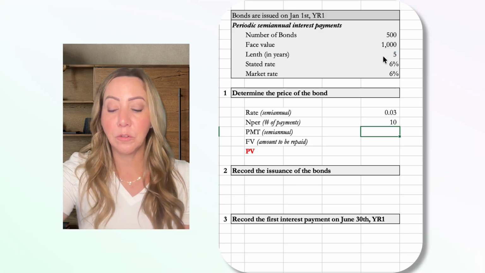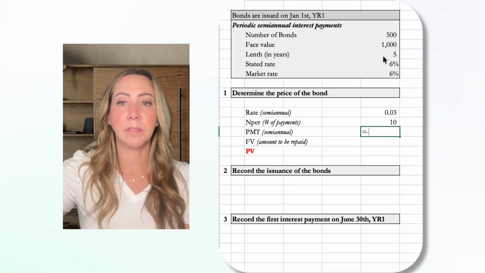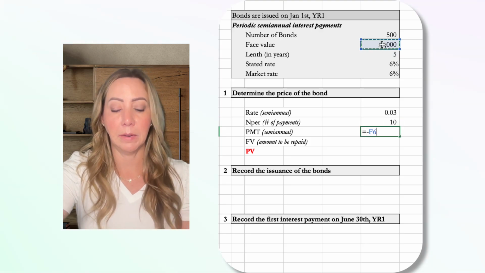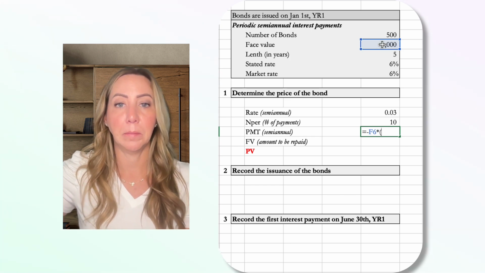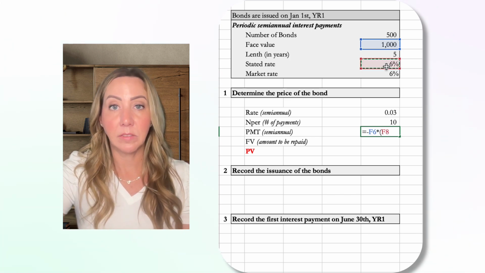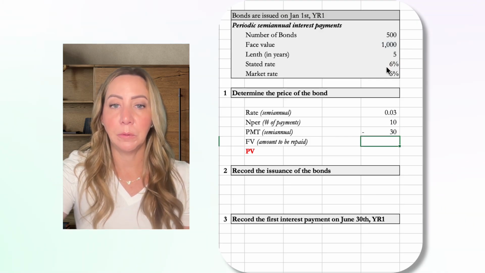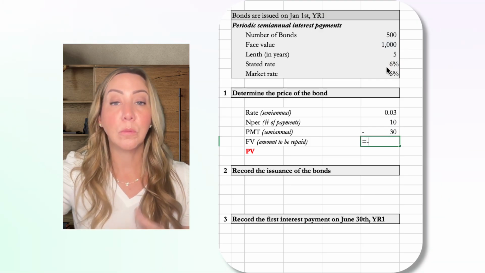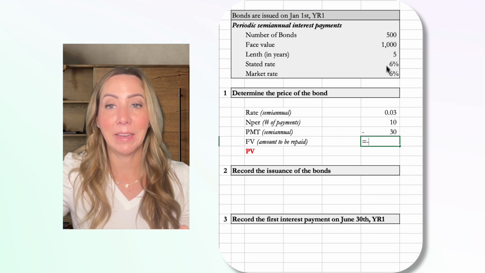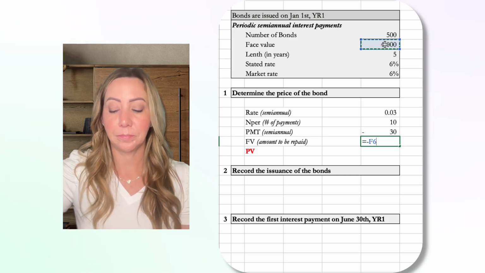Then I need to figure out what the interest payment is. I'll start by making it negative, and I will grab that face value of the bond and multiply it by the stated rate. But don't forget to divide the stated rate by 2. And then I'm also going to include a negative outflow of the amount that I'm going to pay back in 5 years, and that's the face value.